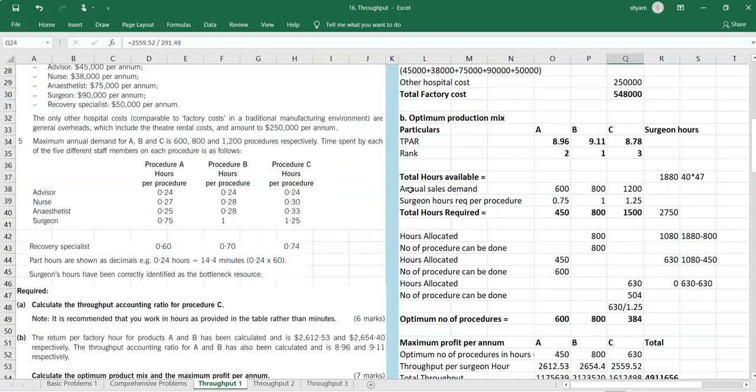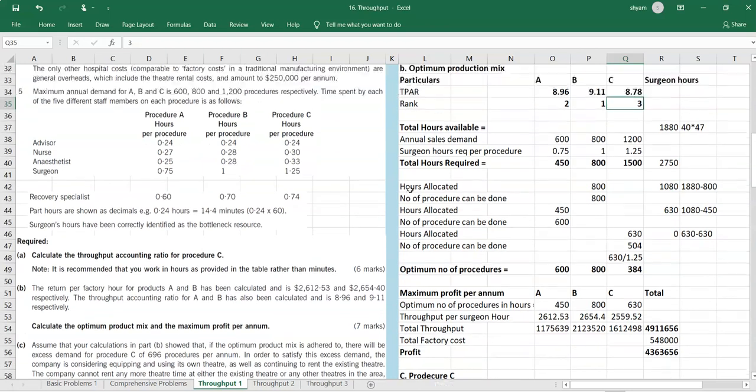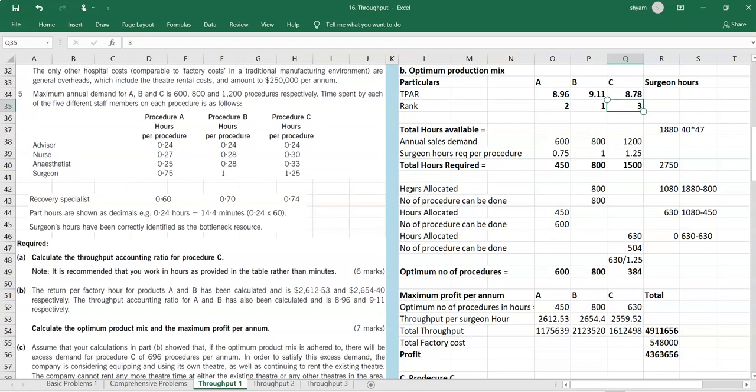Then the question wanted us to find out what is the optimum mix. So the TPAR we found was 8.78. A and B they have given in the question itself. So first we rank them. Then we find out the maximum demand each procedure has. Then we multiply it by the time taken per procedure. We arrive at the total hours. Okay, so total hours is 2750.